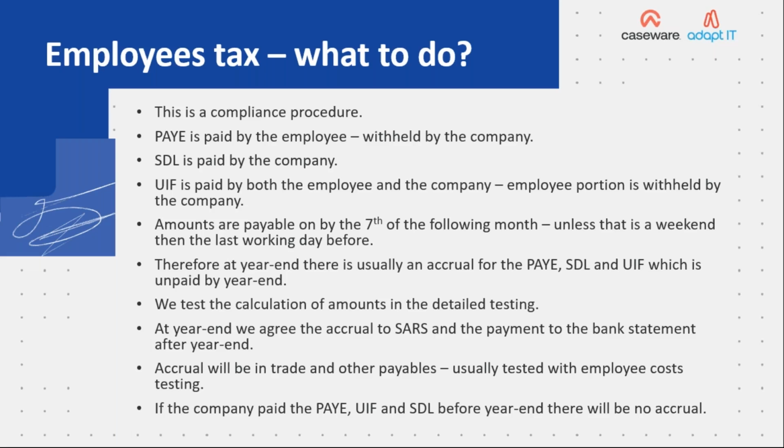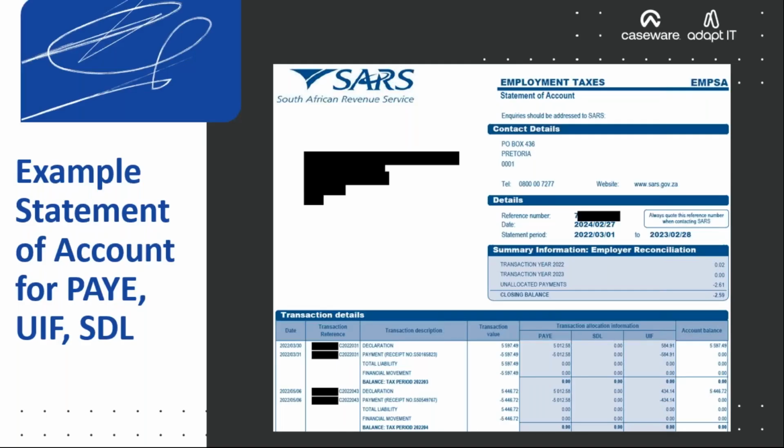It will be in trade and other payables, usually tested with employee cost testing. If the company paid PAYE, UIF, SDL before year end, there will be no accrual. That's a typical example of a statement of account for PAYE, UIF, SDL.